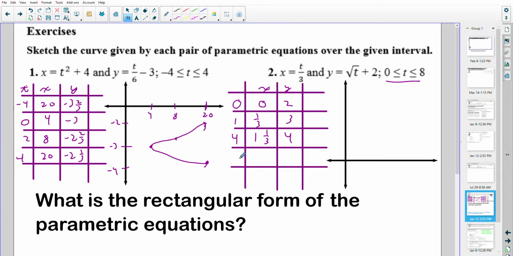And my last number I want to choose is 9. Now I notice it's outside, but it's really going to give me a good idea of what this graph looks like because of the way the numbers work out. And so I'm looking at my xy's again. So my first point is 0, 2, 1/3, 3, 1 1/3, 4, and 9, which is way out here, and 5.